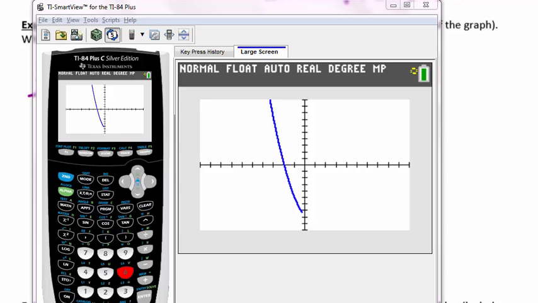Your graph should show up. Now you can see the two zeros. You can visually see that they look like negative 2 and 4. Let's go ahead and find them in the calculator.